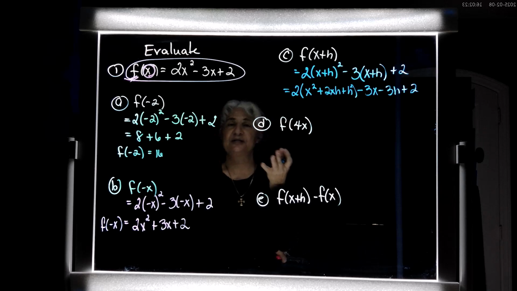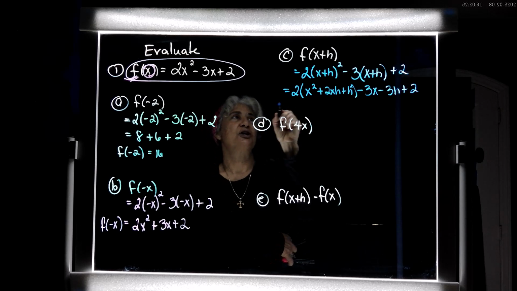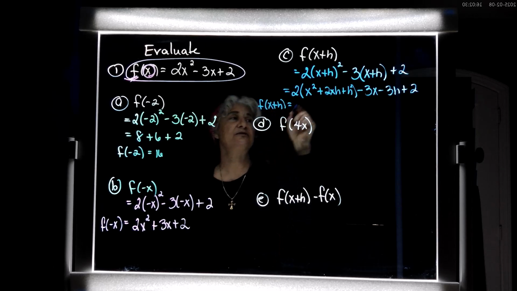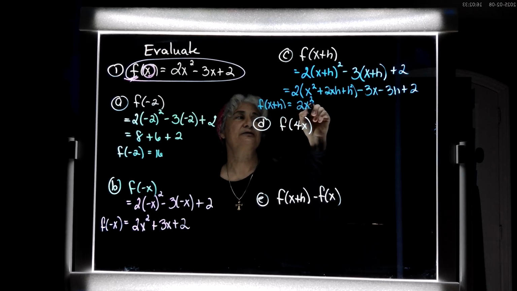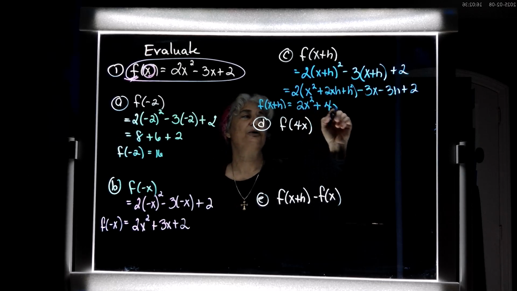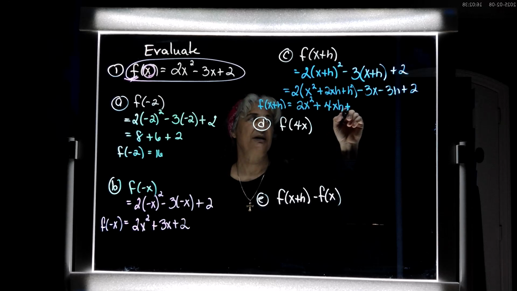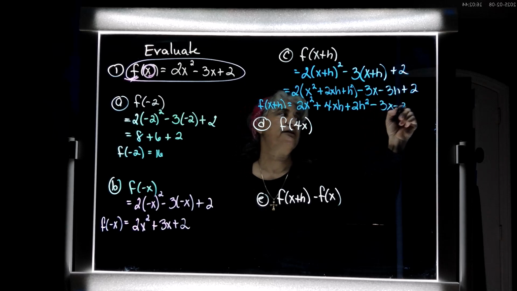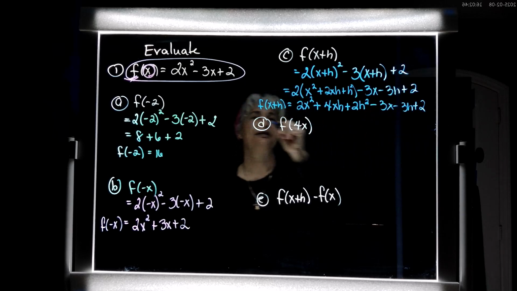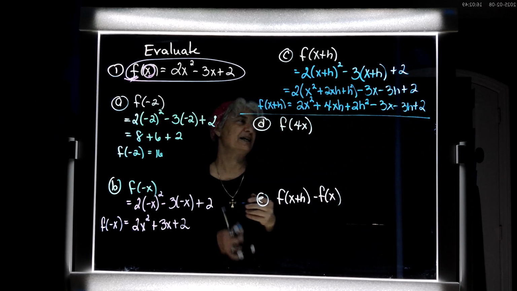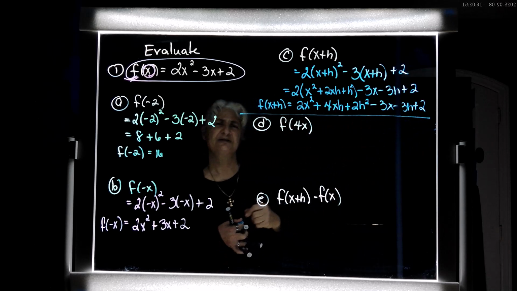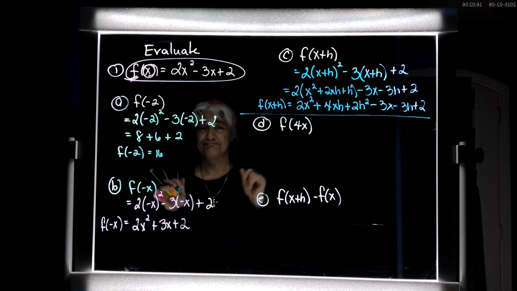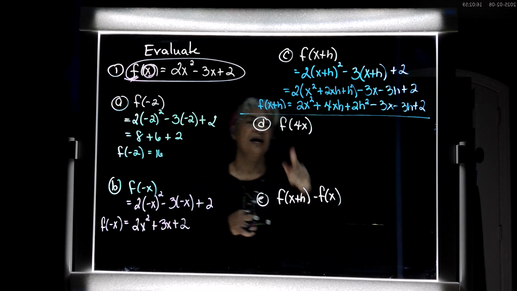And now I need to simplify. So f of x plus h is going to equal 2x squared plus 4xh plus 2h squared minus 3x minus 3h plus 2. I'm not really seeing anything I can combine together. Are you? Well, so be it. If that's what it is, that's what it is. Cool? All right.